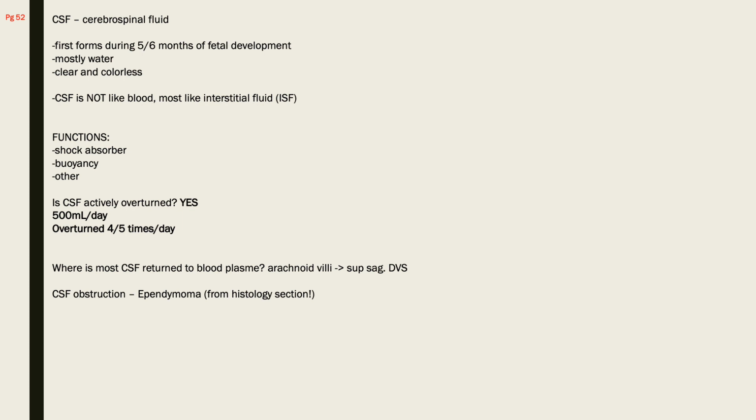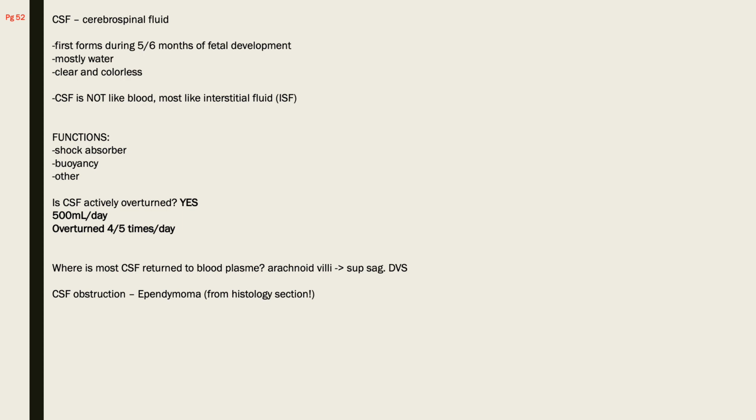Last page. So only a couple things I really want to hit on this page that you already have gone through if you've gone through all these videos. Where is most CSF returned to the blood plasma? The answer to that is arachnoid villi, right? We discussed that with how they are most prominent in the superior sagittal dural venous sinus, and they use CSF from the subarachnoid space, and then it drains through the dural venous sinus.